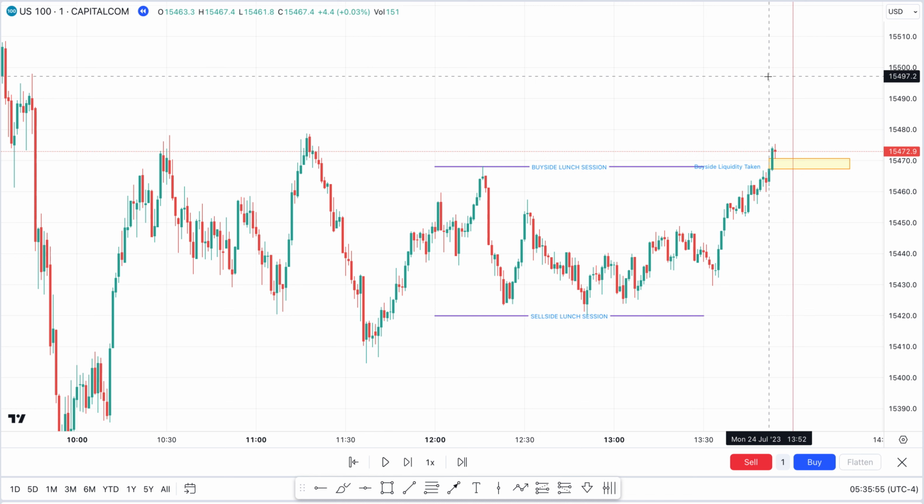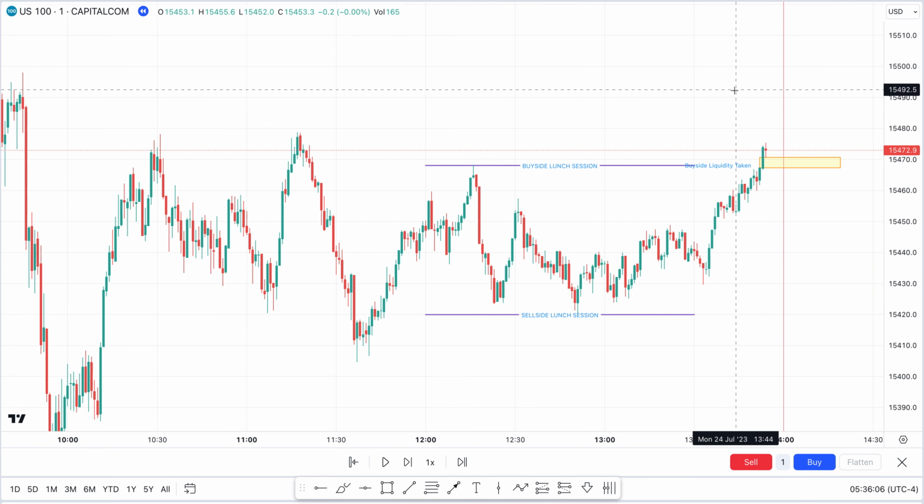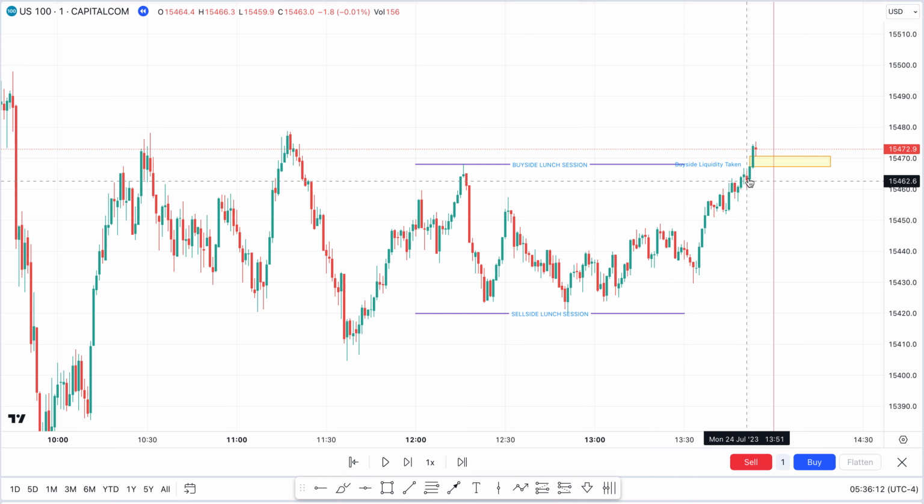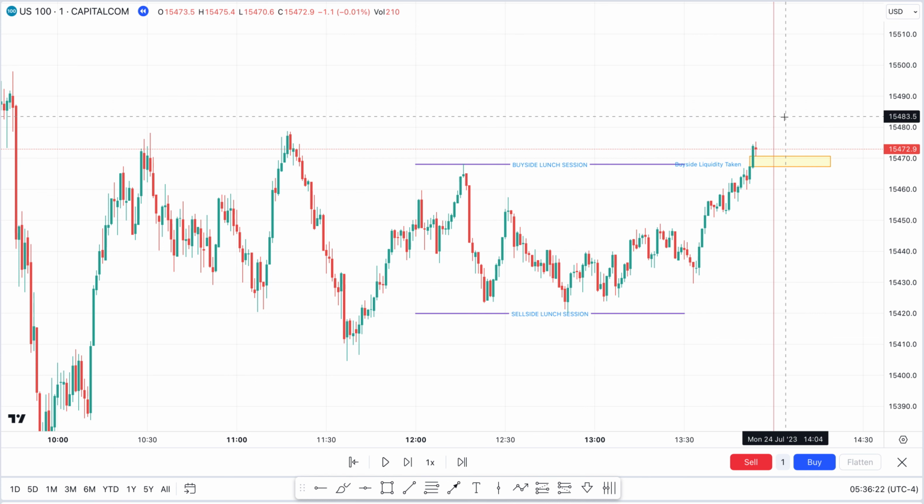There's higher time frame bias that I'm also looking at, but when you're trading the 2 p.m. silver bullet session, sometimes you don't even need to take that into consideration, because it's so late in the day that it could just go either way. So right here I'm looking at this exact fair value gap, because that's the first one after buy side is taken.